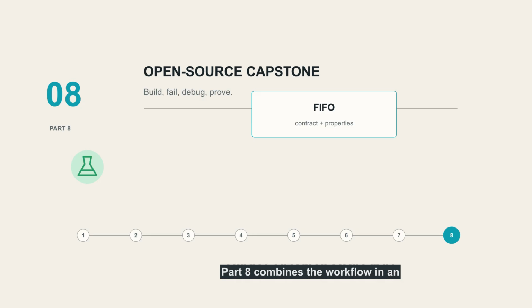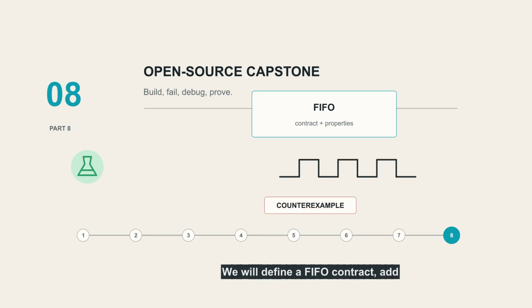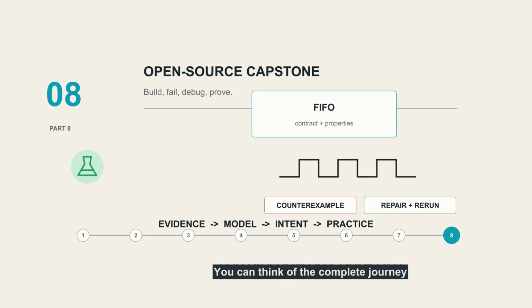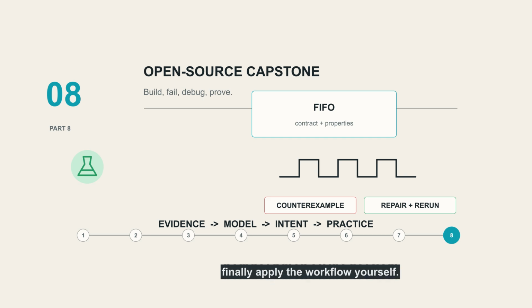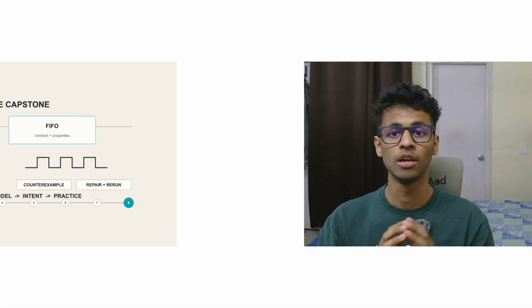Part 8 combines the workflow in an open source project. We will define a FIFO contract, add properties and covers, produce and inspect a counterexample, repair the RTL, rerun the task, and then transfer the same reasoning to a small fixed priority arbiter. You can think of the complete journey like this: understand the evidence, understand the model, write and review the verification intent, and then finally apply the workflow yourself.